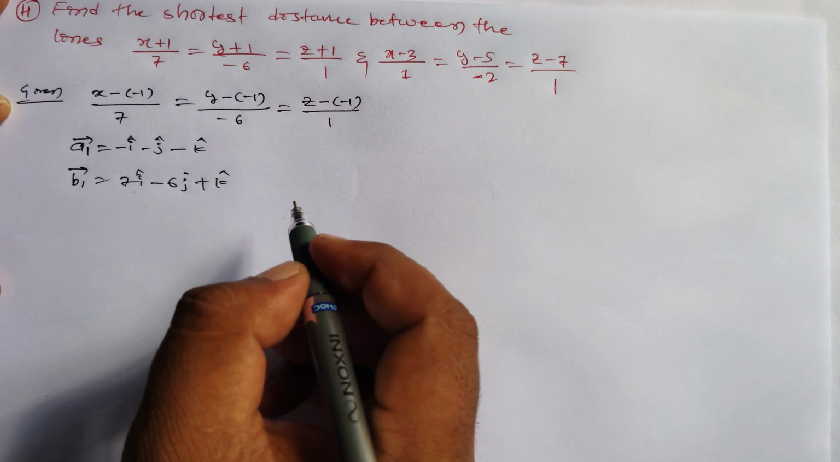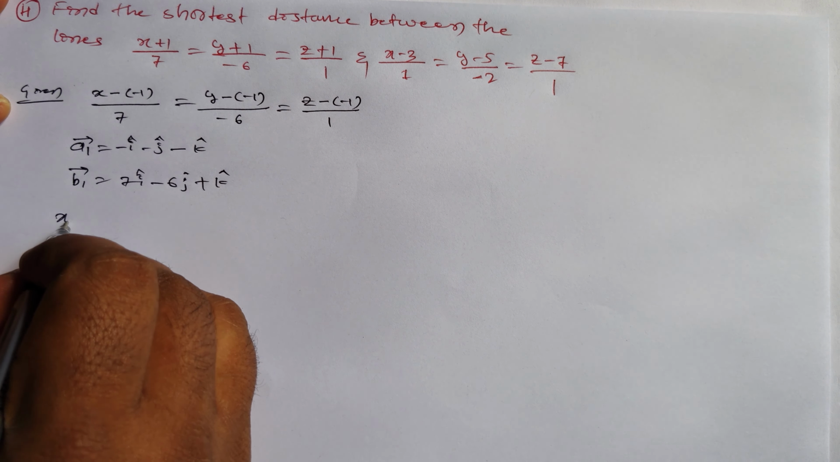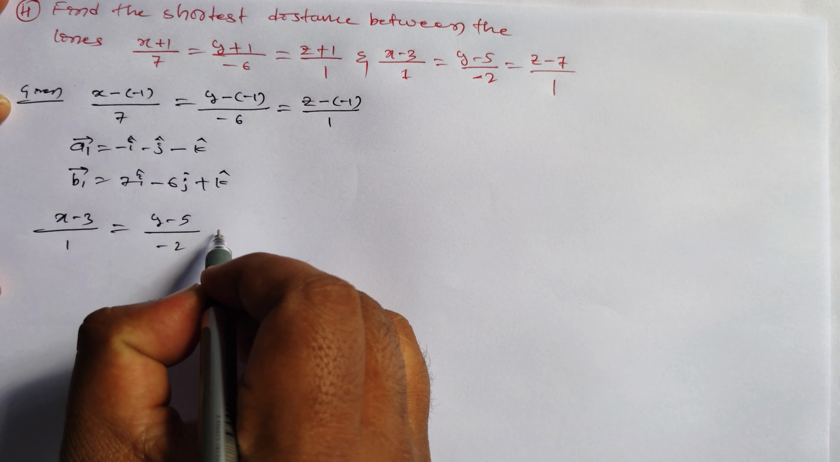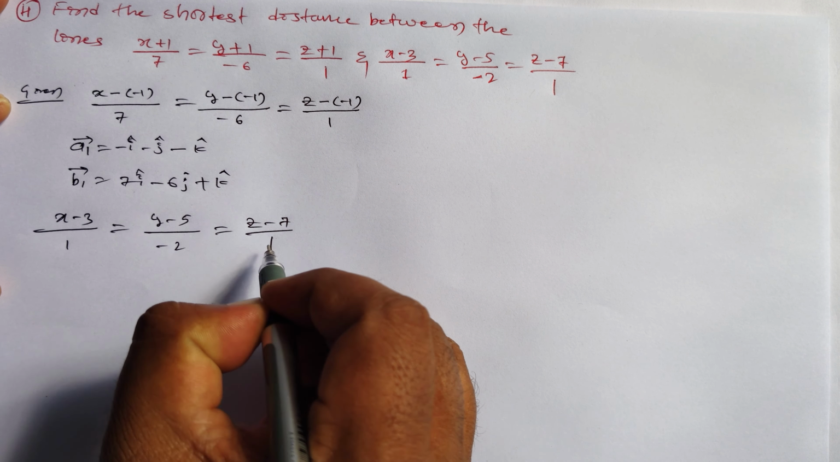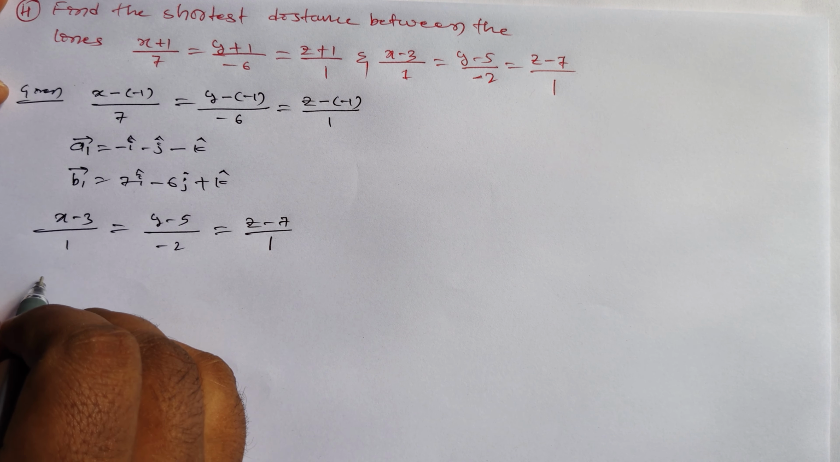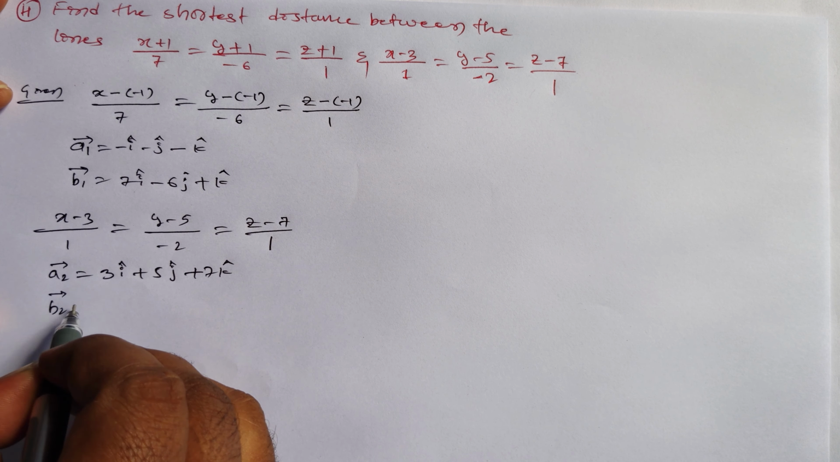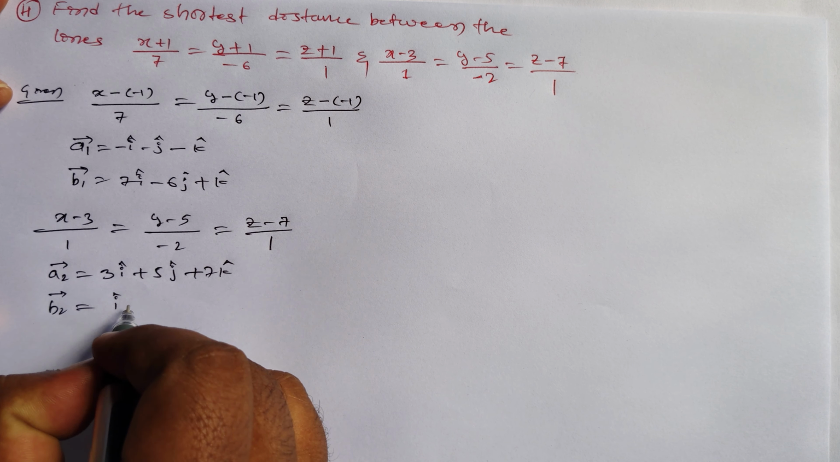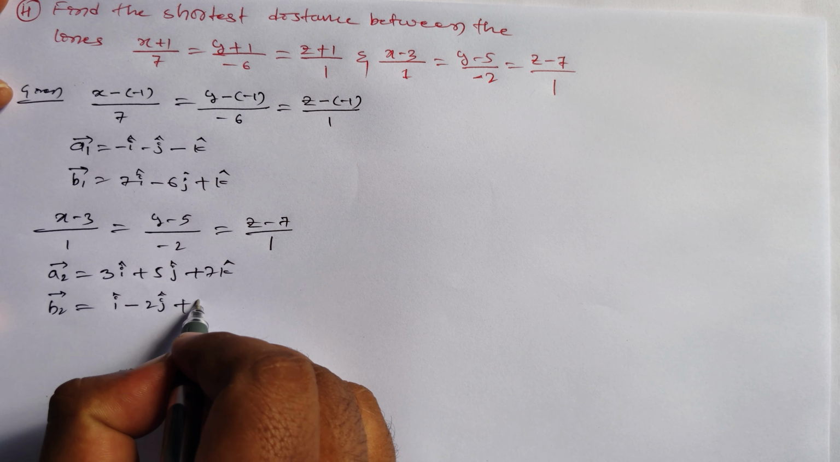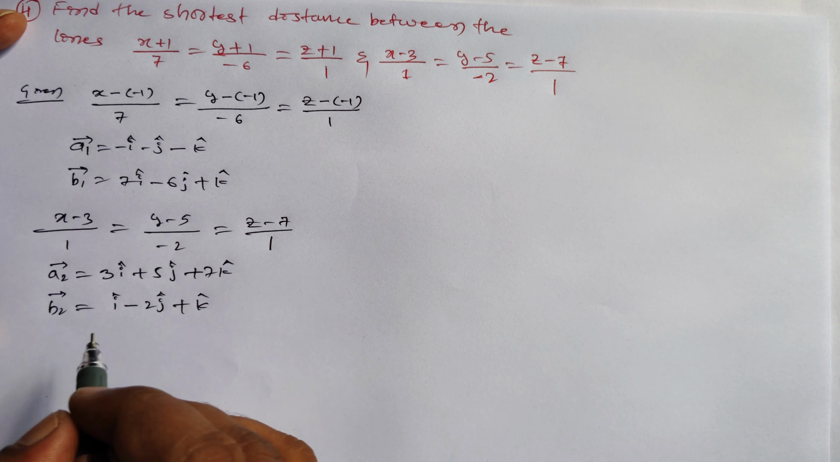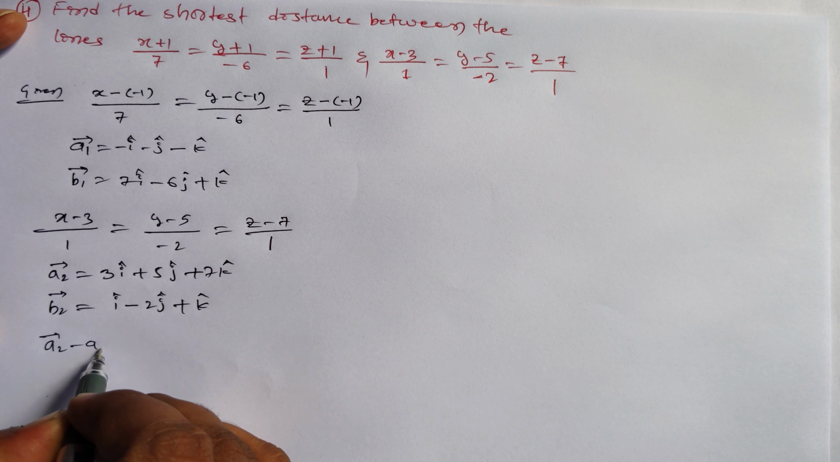So a1, b1. The next equation is (x minus 3) divided by 1, (y minus 5) divided by minus 2, and (z minus 7) divided by 1. Okay, let's see. You write the a2 vector. The a2 vector is equal to 3i plus 5j plus 7k, and the b2 vector is equal to i minus 2j plus k cap, right? So to find the distance, the formula you know, first you find a2 minus a1.